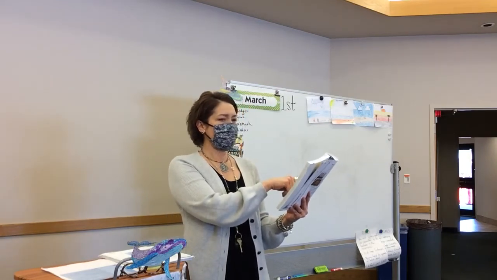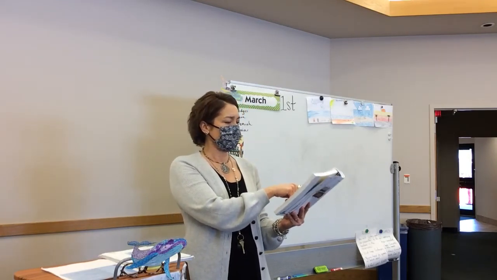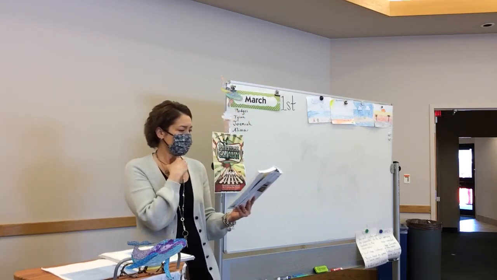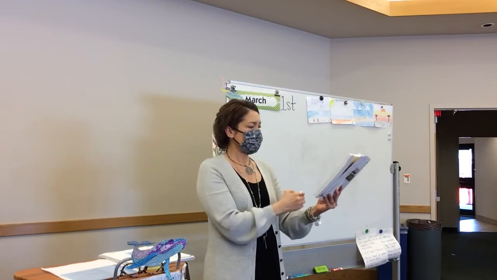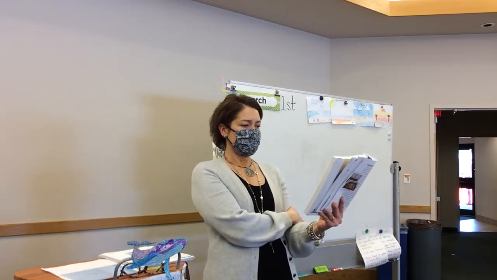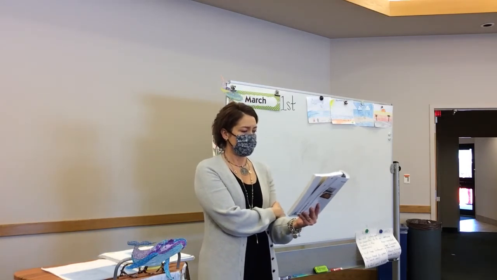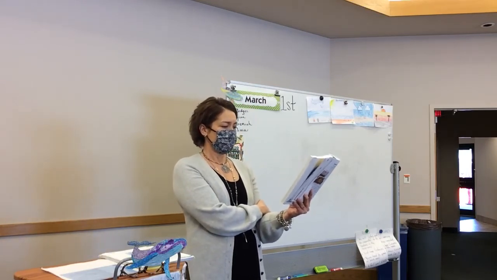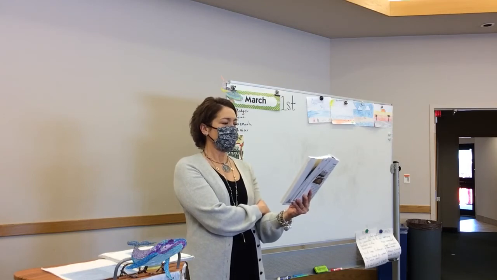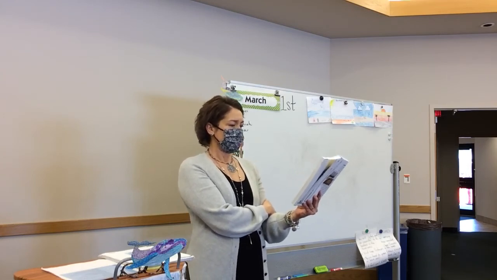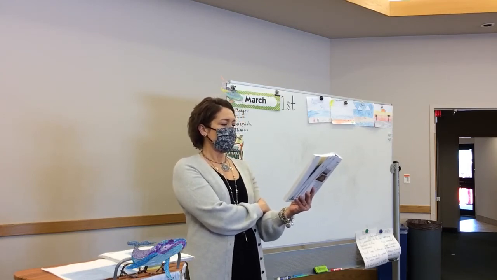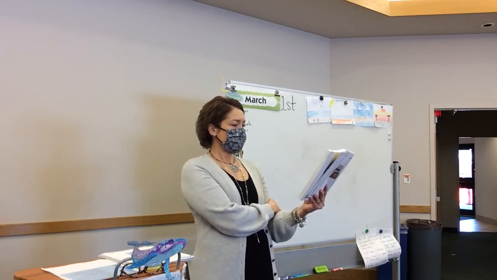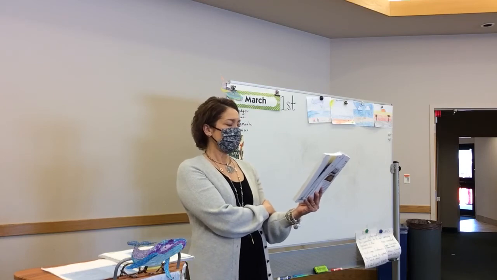Who wants to read the next paragraph? Owen. Not all Americans liked the Constitution. The people who did not like it were called anti-federalists. They thought the Constitution was a bad idea. They believed it took away too much power from the people and the states. The anti-federalists wanted a statement or bill of rights to protect their freedom.